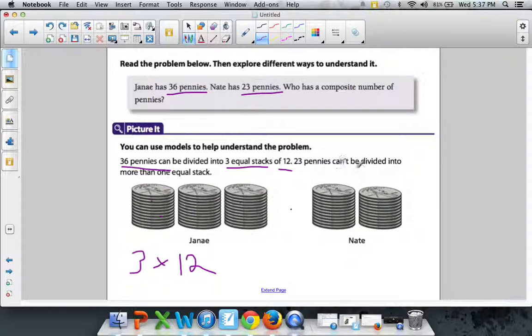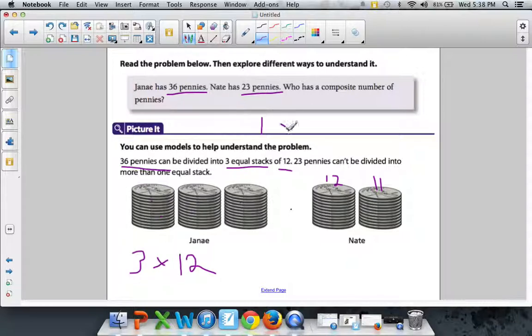But 23 pennies can't be divided into more than 1 equal stack. Look, you've got 12 right here and then 11 right there. And it doesn't matter how many different ways you try to make the stacks. If you use all of the pennies, all 23, it won't be divided into more than 1 equal stack. It'll always have leftover stuff.